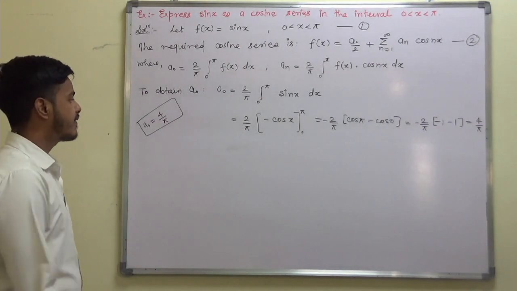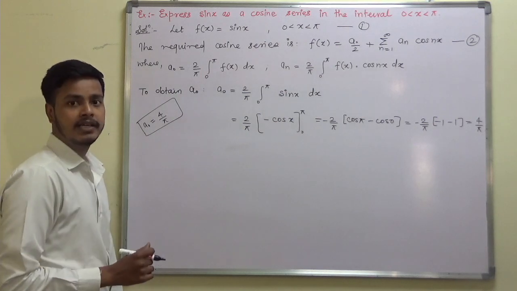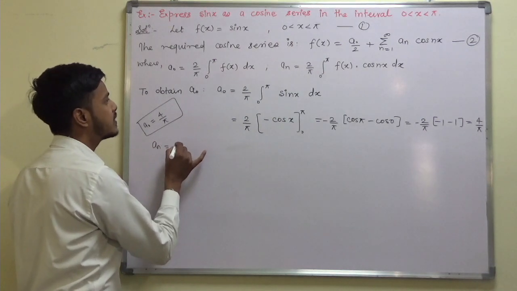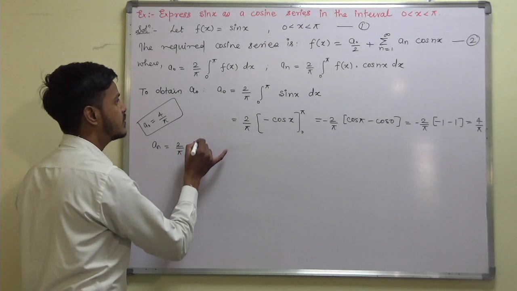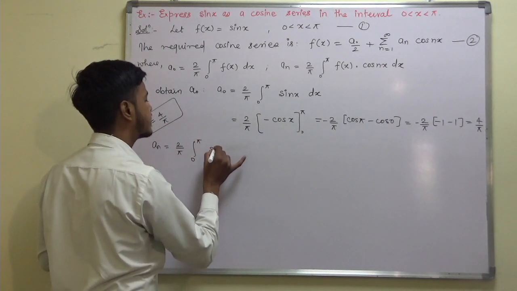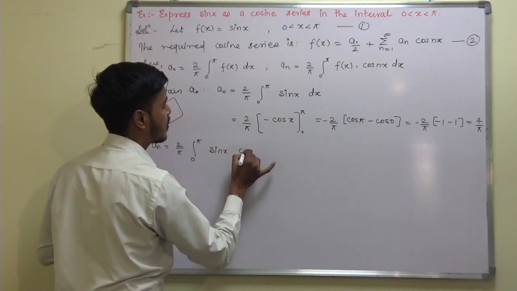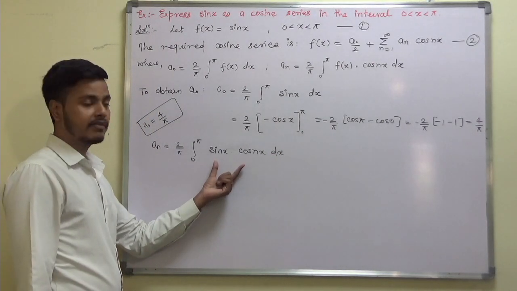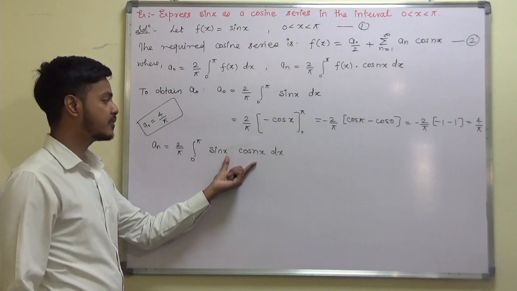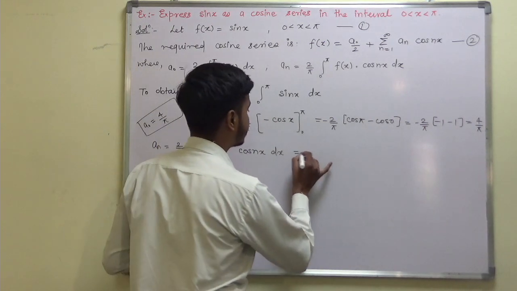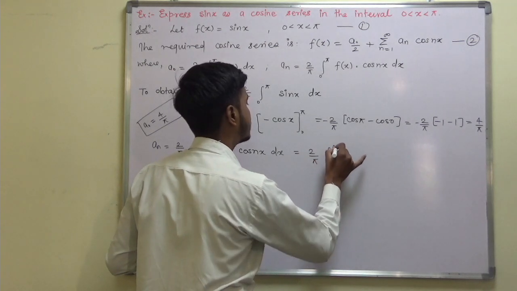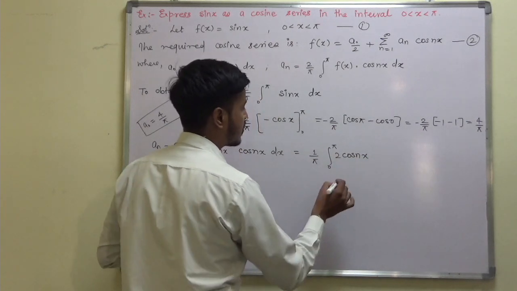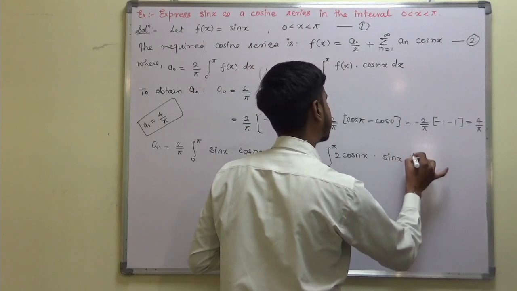Clear? Now, after getting a0 as 4 by pi, what we need to do? We just need to find out an. So what is an? An is equal to 2 by pi integration 0 to pi f of x, that's sine x into cos nx dx. As I said in the earlier lectures also, give preference to the bigger angle. The bigger angle is this. So you can write this as 1 by pi integration 0 to pi, 2 cos nx into sine x dx.